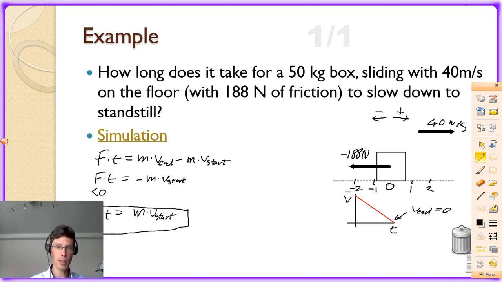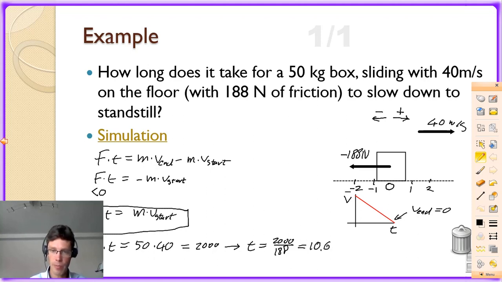Let's start calculating. So we have a force of 188. We have a time. Oh no, we don't have a time. That's what we want to calculate. So I'll leave it there. Mass equals 50. V start equals 40. 50 times 40 equals 2000. So I can now find the time by bringing the 188 to the other side, which equals 10.6 seconds.